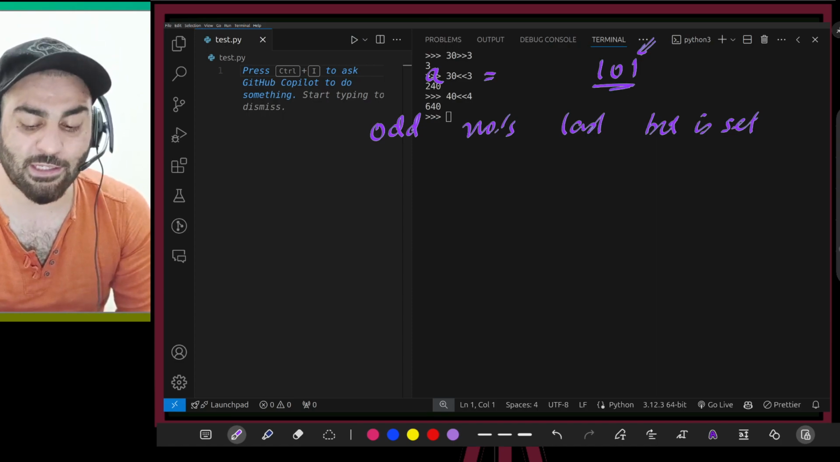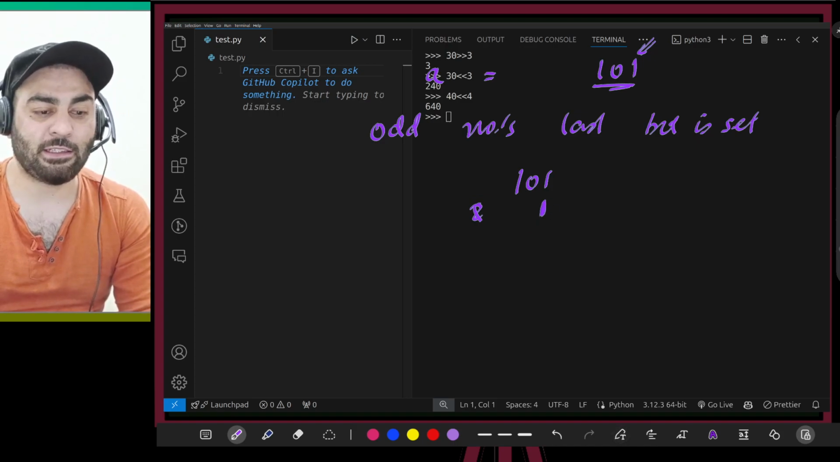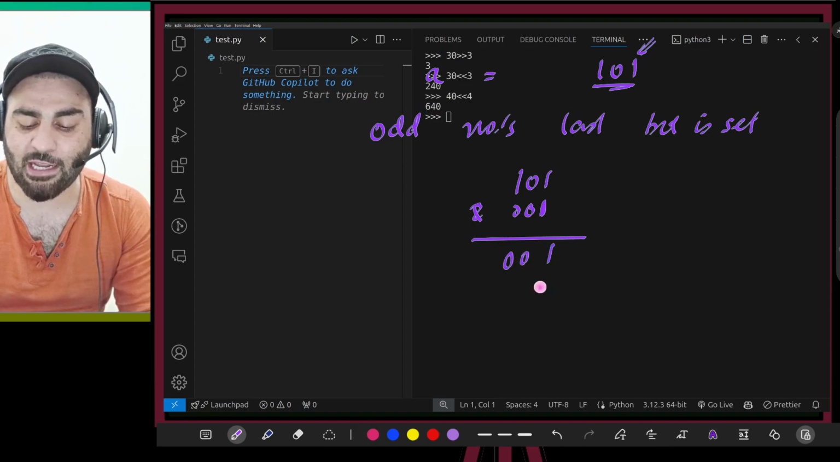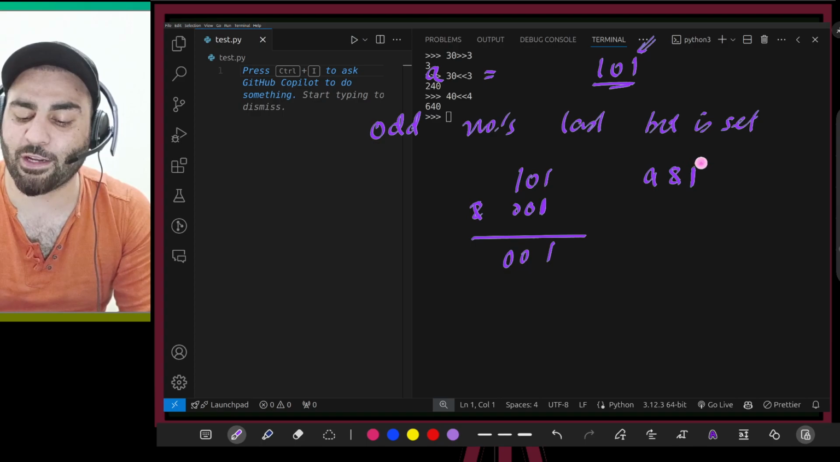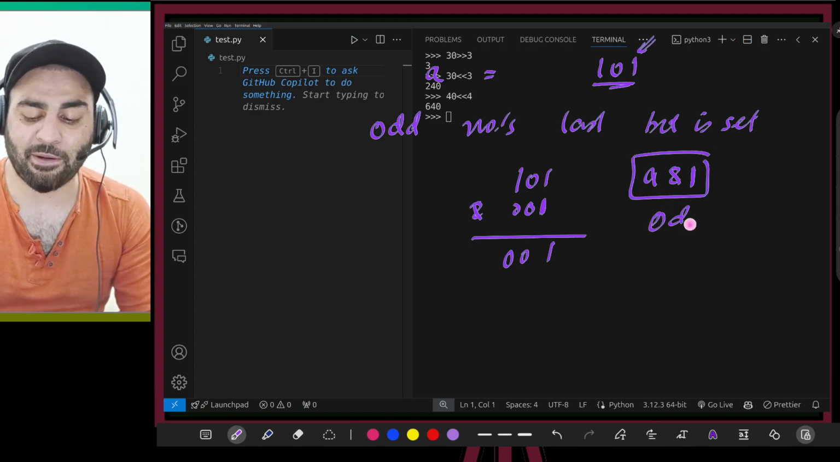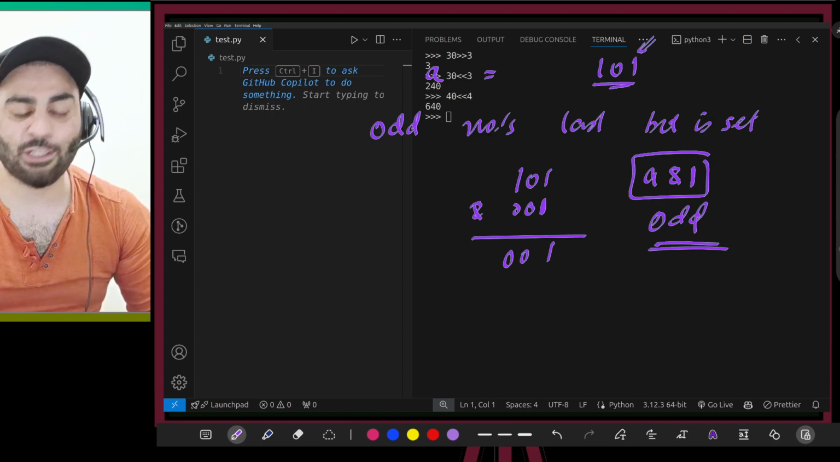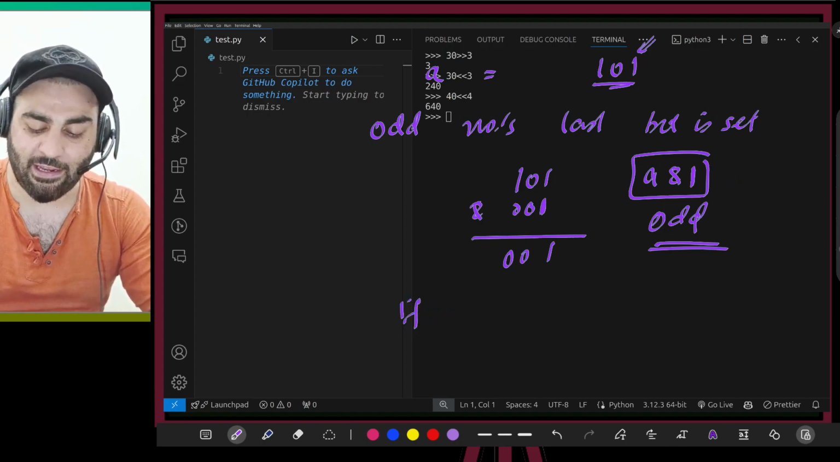Now what you can do is say 101 ampersand 1. If you AND it with 1, everything else becomes 0 and the last bit will be 1. So if a and 1, this will give the result as true. A and 1 is true, so it is an odd number. A and 1 basically results in 1, and that 1 in C or C++ is treated as true. So you can directly say if a and 1, it's odd, else even.